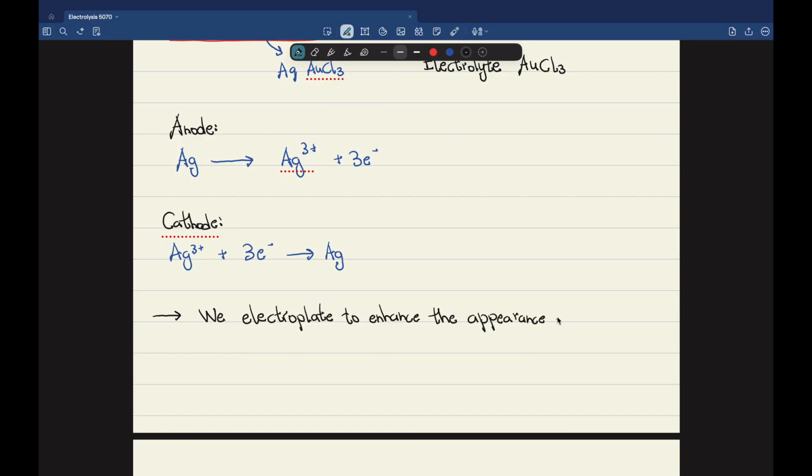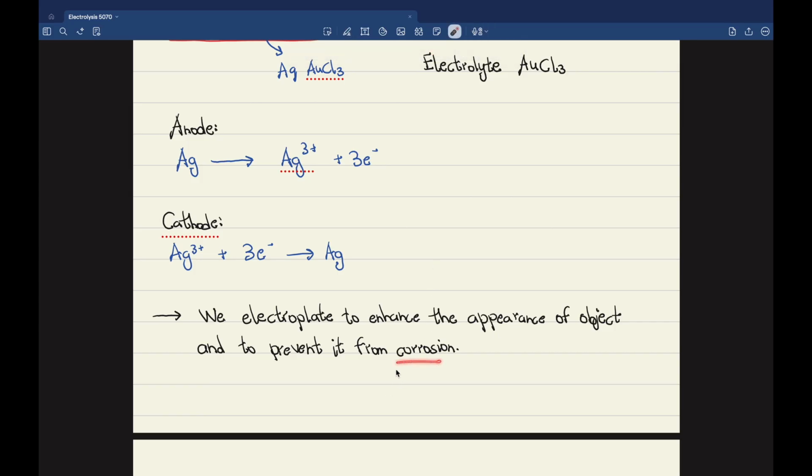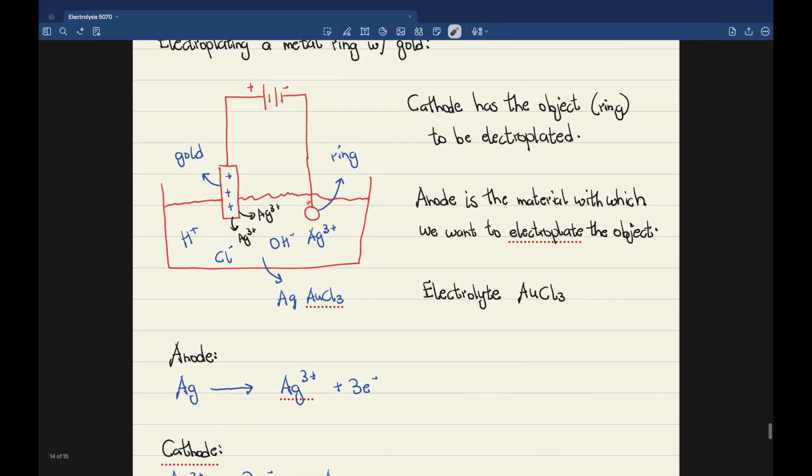of the object. And the other reason is to prevent it from corrosion, right? What do I mean by that? Basically, we protect the object from exposure to air or water, right? We see this ring can get exposed to air and water and it can corrode, right? Corrosion can occur. The details of that you don't need to know.